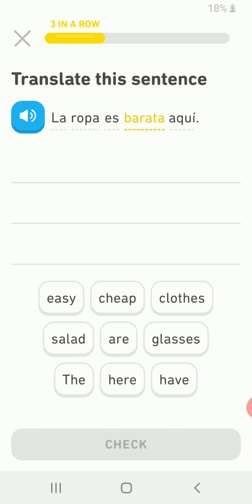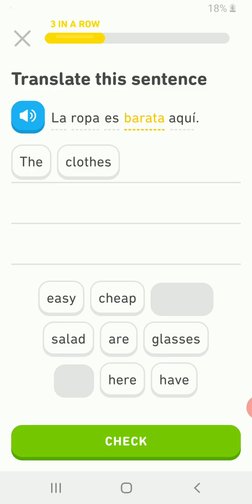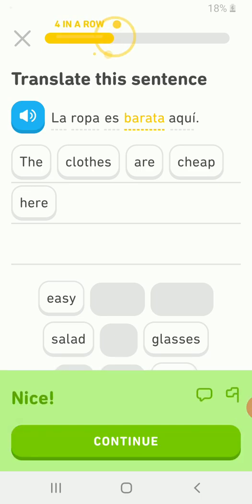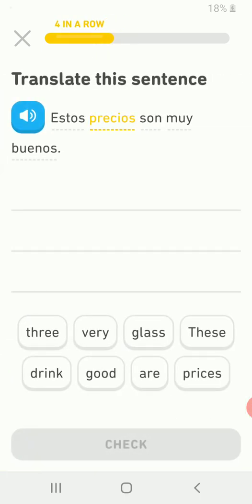Aquí. La ropa, my apologies. La ropa es barata aquí. It's cheap here. So the clothes are cheap here. Barata. We have seen caro, cara for the feminine form, but we have barata for cheap.